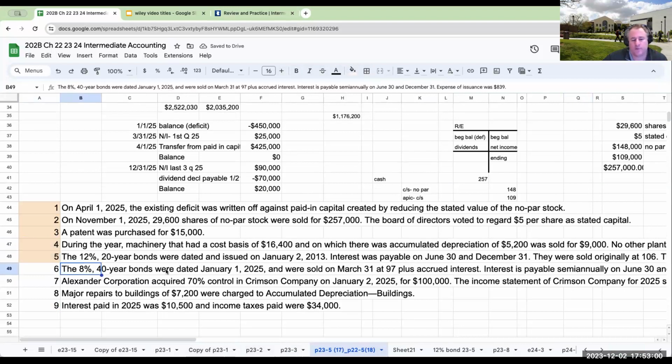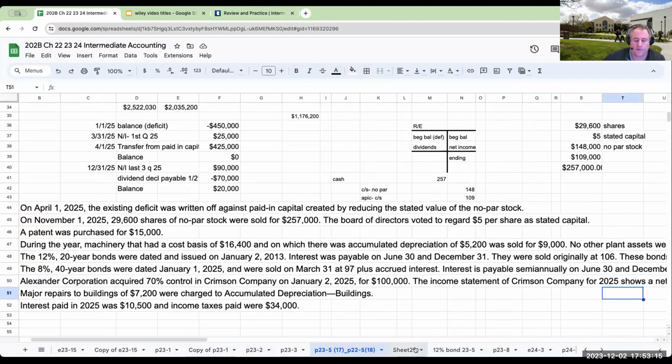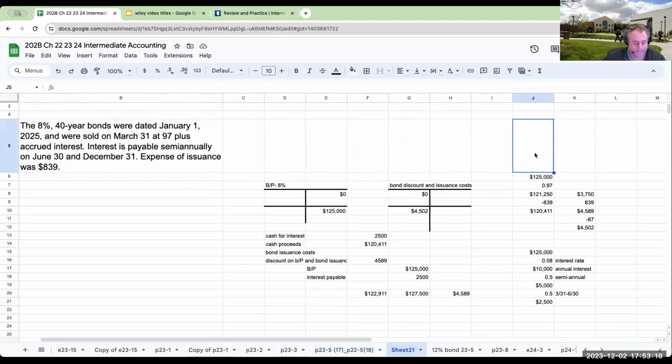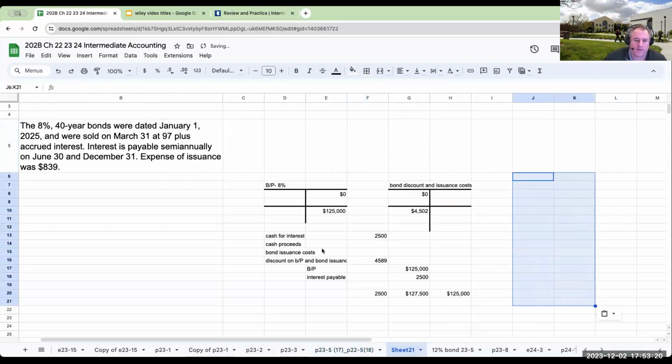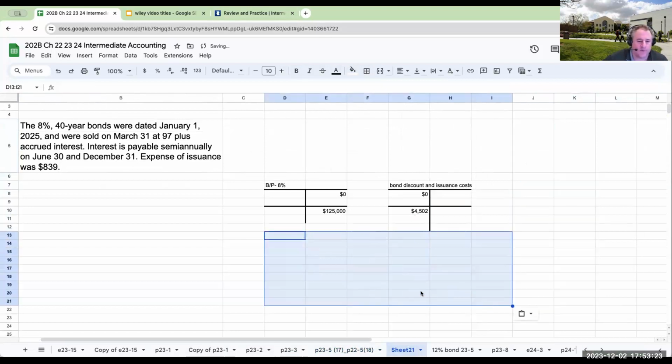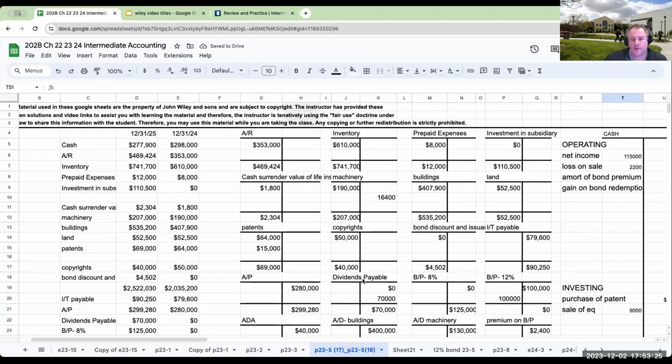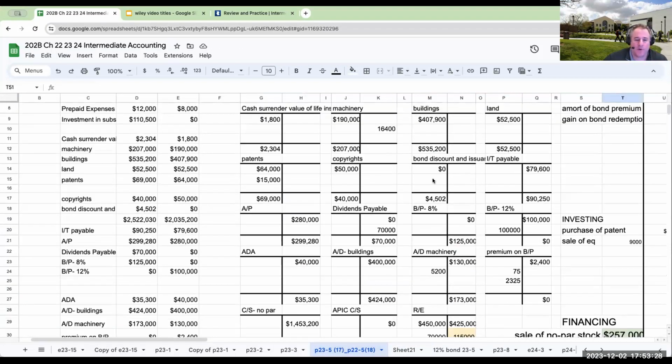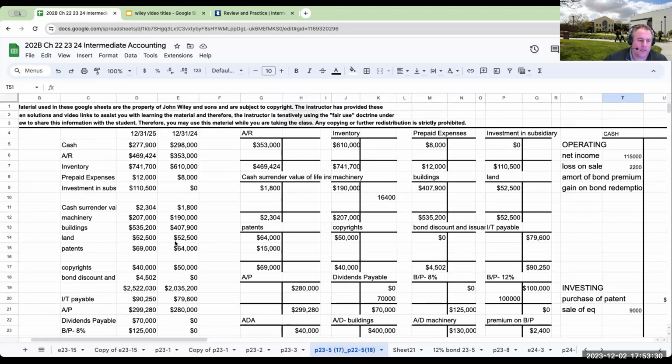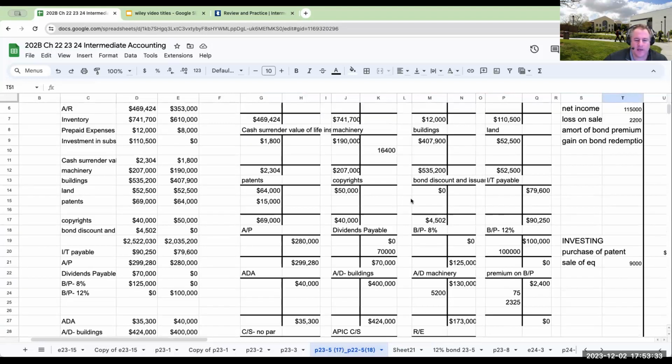The 8% 40-year bonds were dated January 1st, 2025, and were sold on March 31st at 97 plus accrued interest. Interest is payable semi-annually on June 30th and December 31st. So let's take a look at this one. As you can see, I was already having fun with this before you got here. This is my second take. Okay, so our bond payable, the bond discount had a balance over here of 4,502.